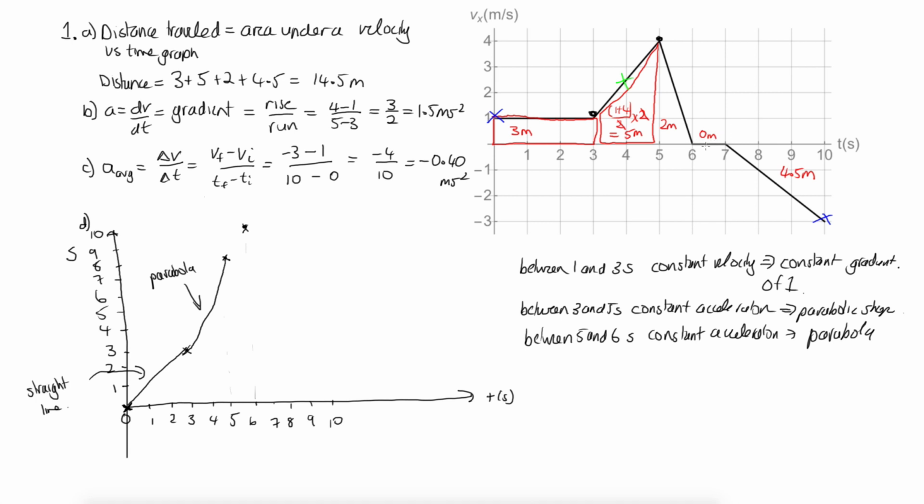But at 6 seconds, the velocity is 0. So that means that here, the tangent to our parabola is going to be a straight horizontal line. So we've got another parabola here. And then between 6 and 7 seconds, there's no displacement. So it's not moving. So that's a nice straight line between those two.